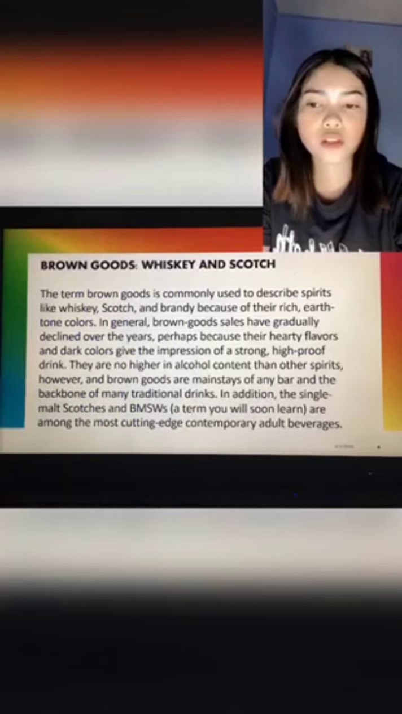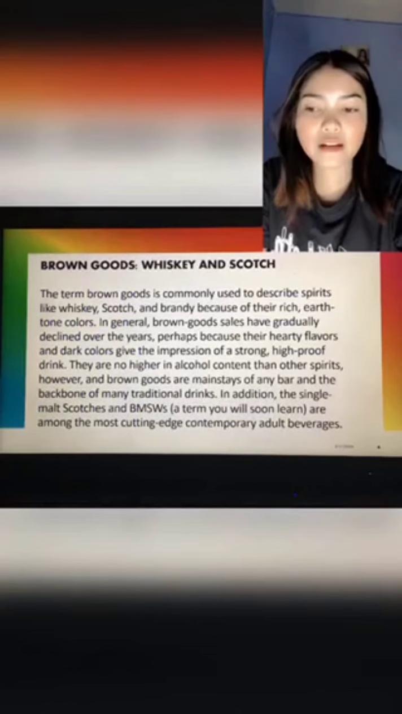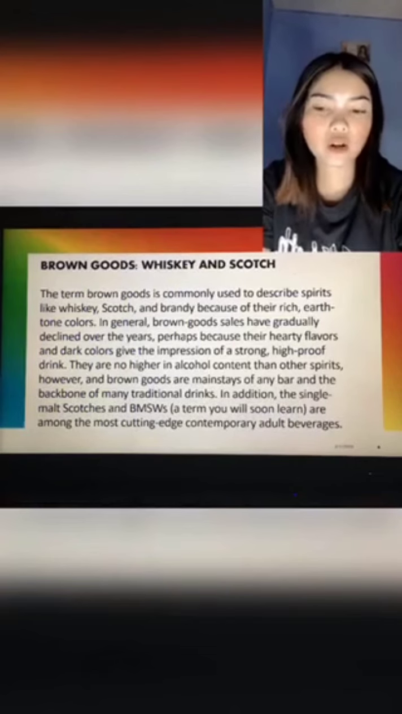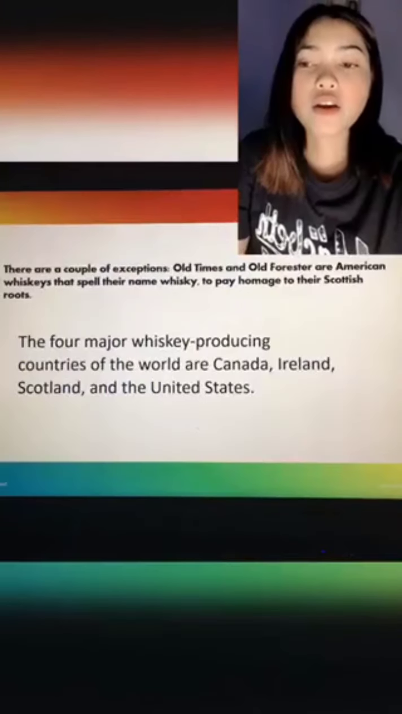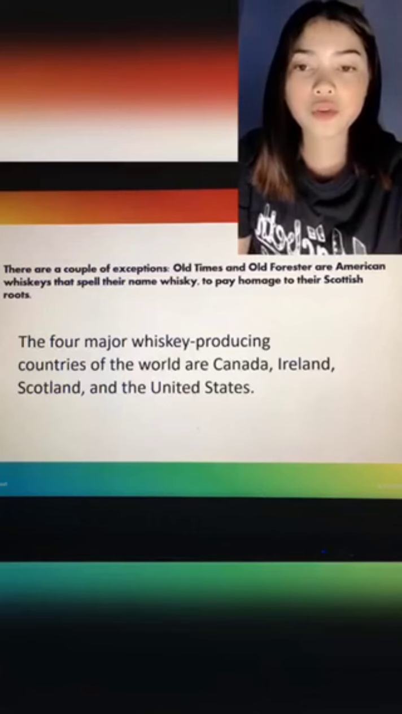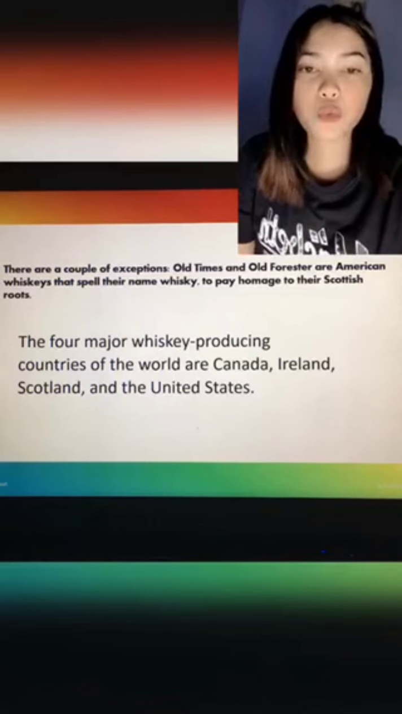However, the brown goods are mainstays of any bar and the backbone of many traditional drinks. In addition, single malt Scotch and BMSWs, a term you will soon learn, are among the most cutting-edge contemporary adult beverages. There are a couple of exceptions: Old Times and Old Fosters are American whiskeys that spell their name whiskey to pay homage to their Scottish roots.